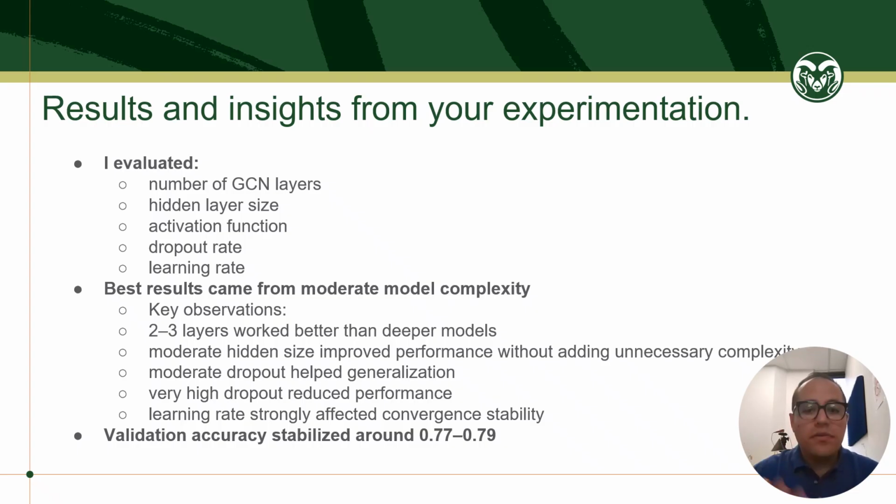So the best results came from moderate model complexity. The key observation is that I used 2 to 3 layers, which is where I found the best performance. Moderate hidden size improved performance without adding unnecessary complexity. Very high dropout reduced performance, and learning rate strongly affected convergence stability. As I mentioned, validation accuracy stabilized around 0.77 to 0.79.